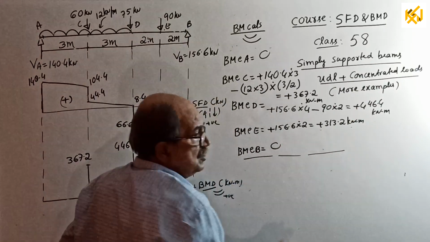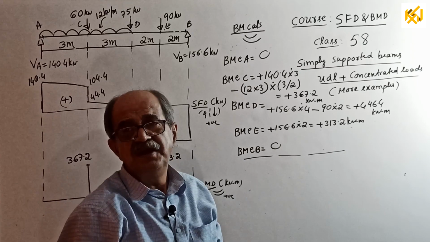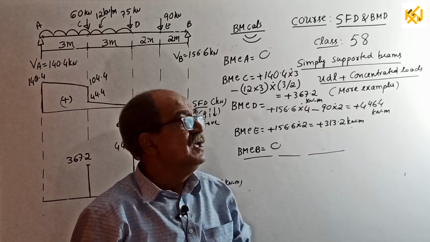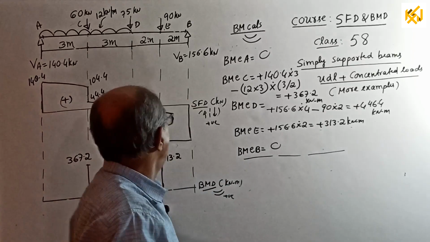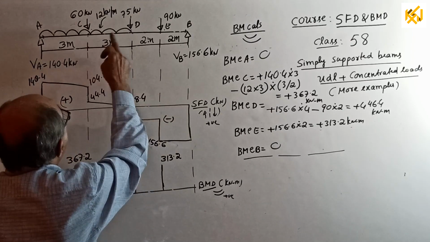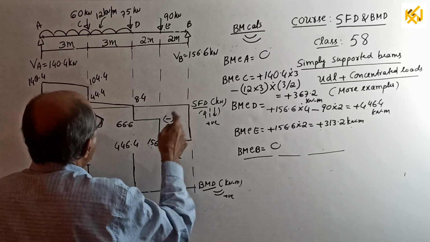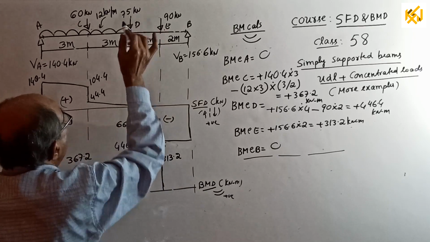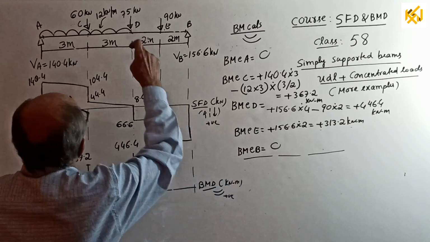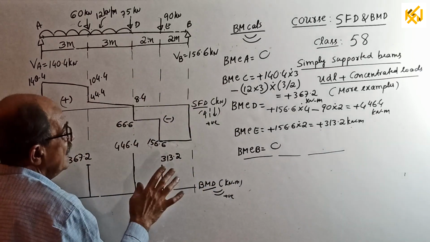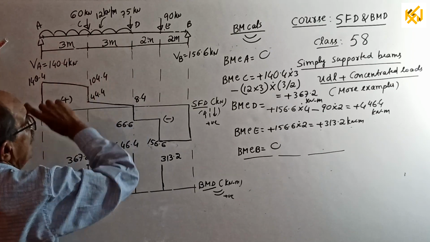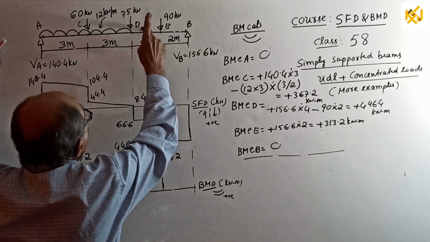Now, those who are serious should write one more thing. Last time, make a note, we found one more BM where SFD is crossing the baseline. It was somewhere between these 2 points, but this time SFD is crossing the baseline exactly at D, therefore that extra point is not there. So the BM at D itself will be maximum BM. Okay. Now, variation A to C and C to D because of UDL, parabola of second degree, linear.